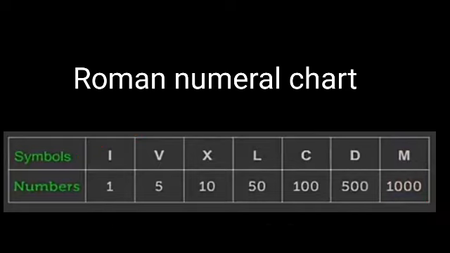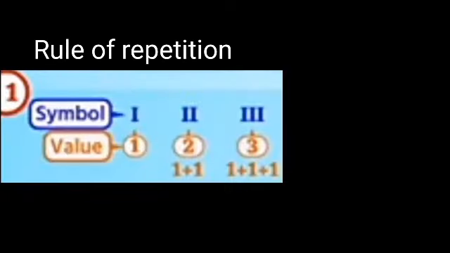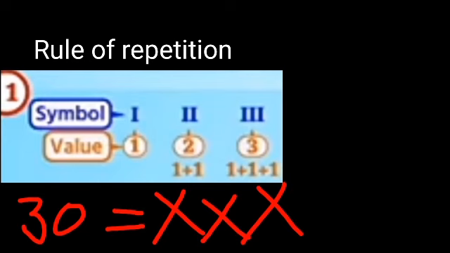Now let us know about the rules for writing Roman numerals. First rule is the rule of repetition. If a symbol is repeated, its value is added as many times as it occurred. For example, for 1 we have I, for 2 we will write I 2 times, for 3 write I 3 times. Similarly, for 10 we will write X 1 time, for 20 write X 2 times, for 30 write X 3 times.